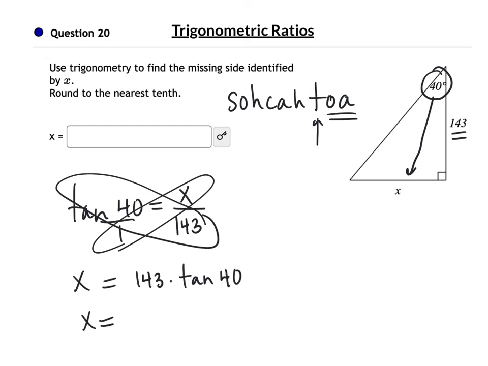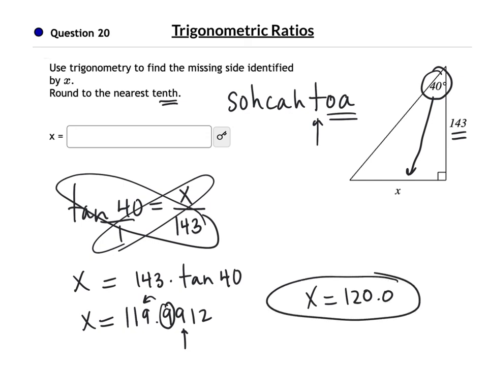Put that in the calculator. Now this is interesting. I got 119.9912. Now we're going to round to the 10th. We look one digit over, that bumps this to a 10, and we have to carry it. So it looks like this is 120.0, which you can just say 120.